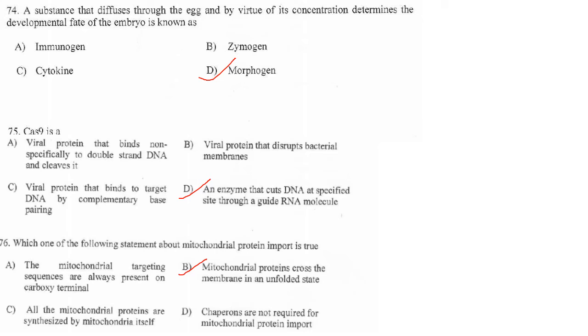Then chaperones are not required for mitochondrial protein import. Chaperones facilitate pre-sequence translocation, unfolding of the cytosolic or localized domains of precursor proteins, then movement across the mitochondrial membrane, and finally folding of the newly imported proteins within the matrix. So the answer is option B.